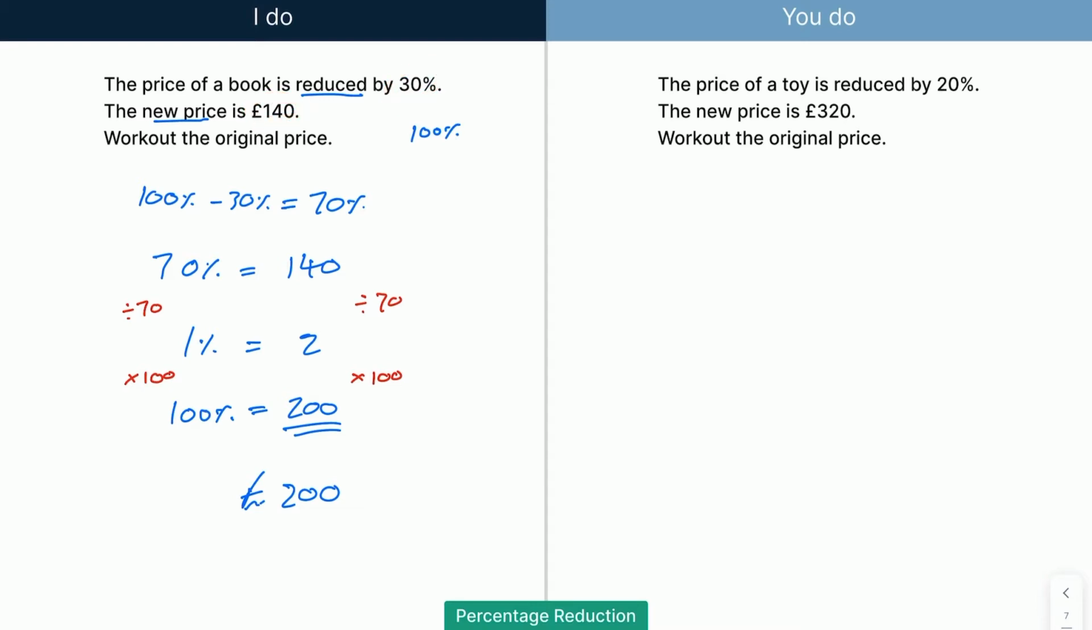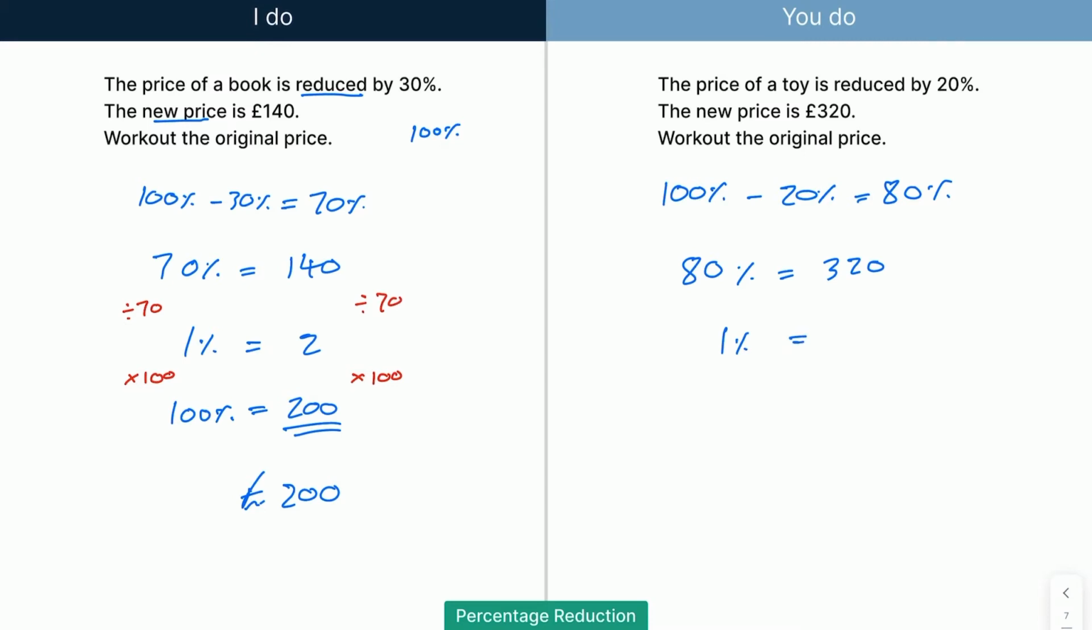So here again, we've been told the price of a toy is reduced by 20%. The new price is £320. Work out the original. So the price is always out of 100%. It's been reduced by 20, which leaves us with 80. So that means the price they've given us represents 80%. Now we want to get to 100%.